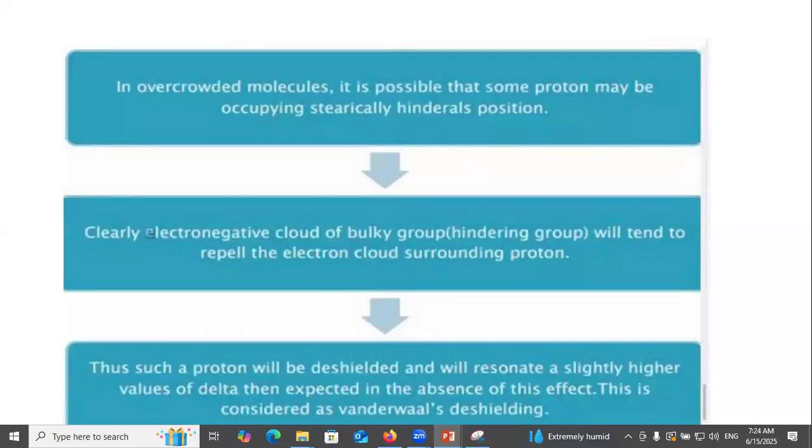In overcrowded molecules, it is possible that some protons may be occupying strictly van der Waals positions. Clearly, the electron cloud of bulky hindering groups will tend to repel the electron cloud surrounding the proton. Thus, such a proton will be deshielded and will resonate at slightly higher values of delta than expected in the absence of this effect. This is considered as van der Waals deshielding.